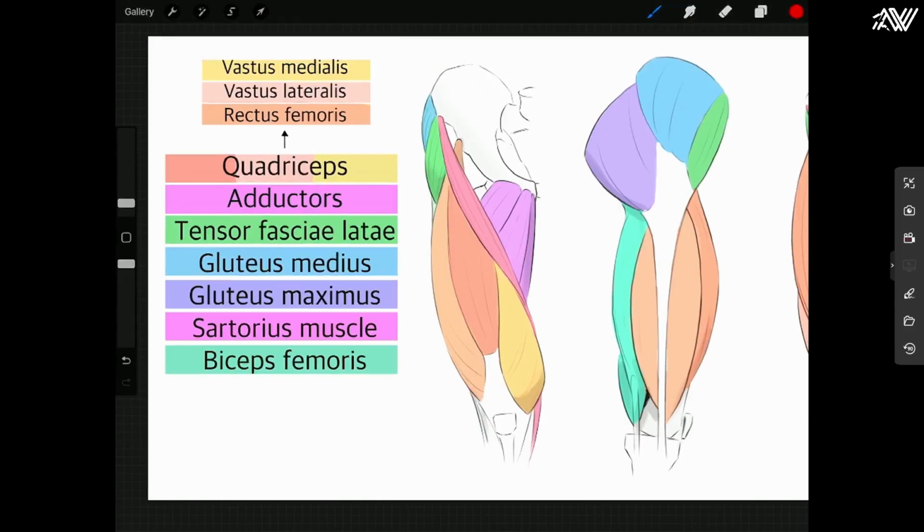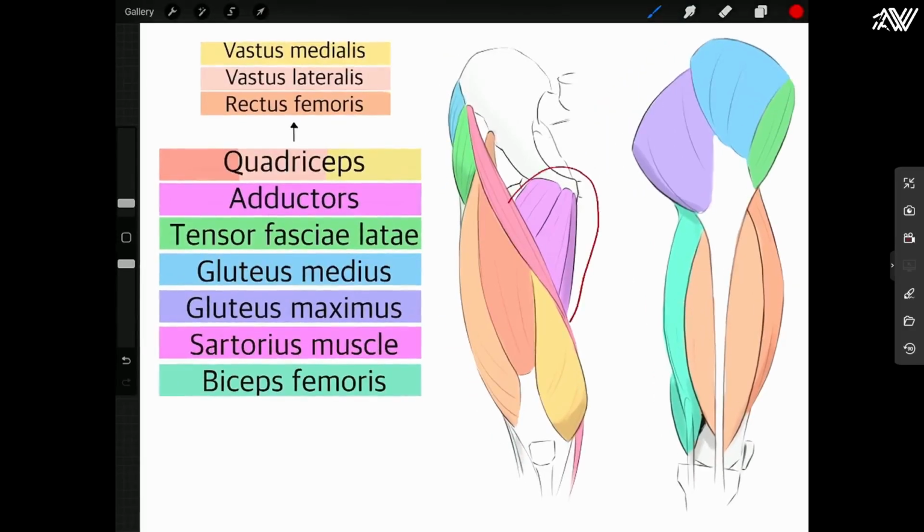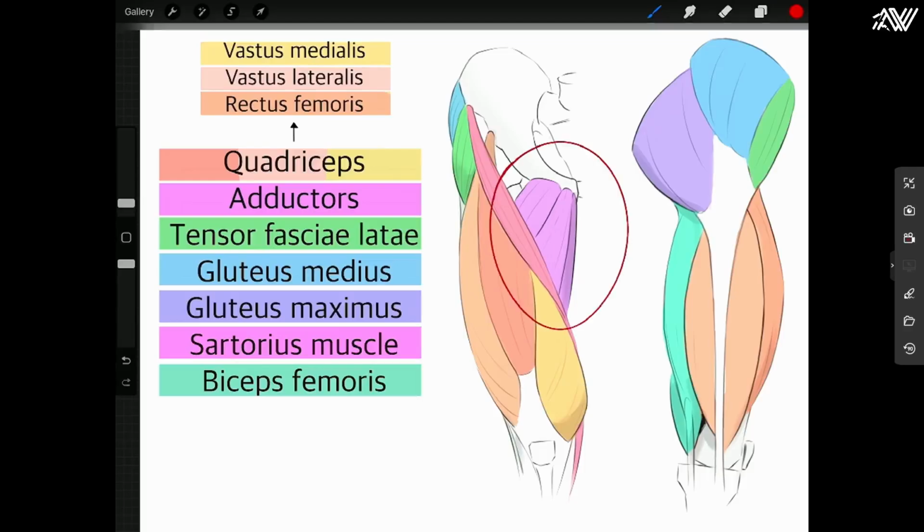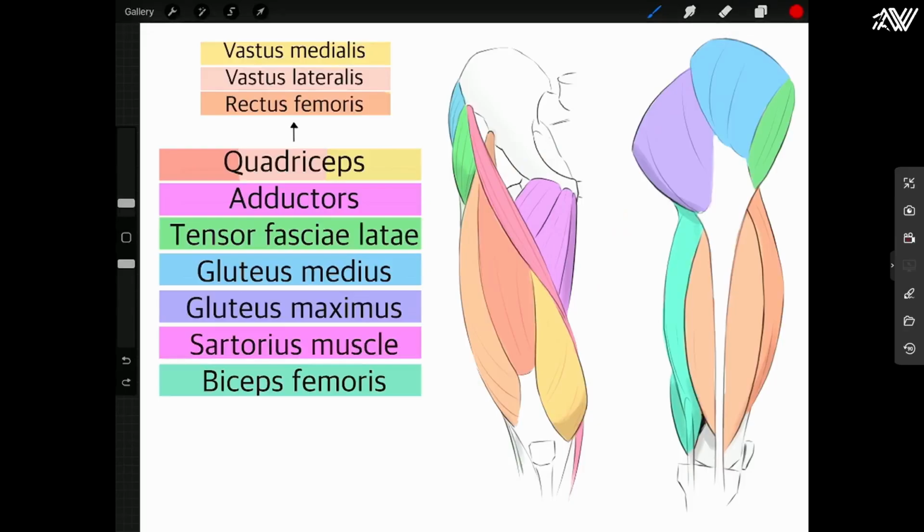Moving on to another muscle group, the adductor muscles, and again, we just group these together. The adductors, as their function suggests, adduct the leg, so they bring it towards the body. That's their main function, so they bring the leg inward. And they are crossed by the sartorius muscle. The sartorius muscle goes from almost like the iliac crest where it attaches, and it runs across, and then it tucks behind the vastus medialis.